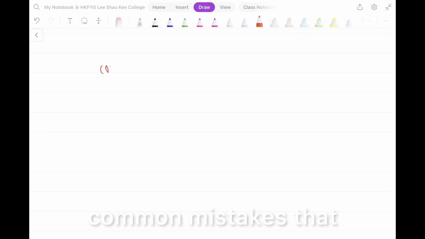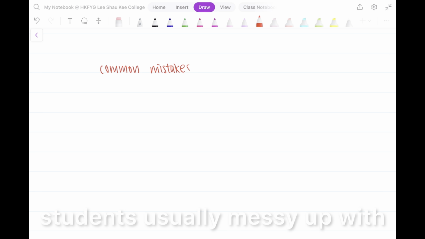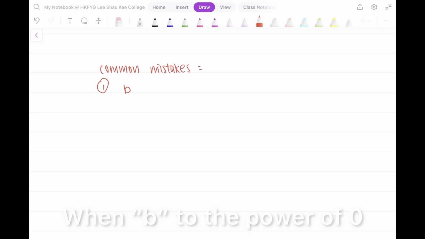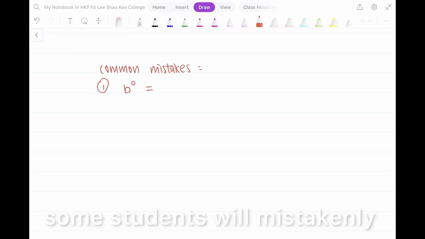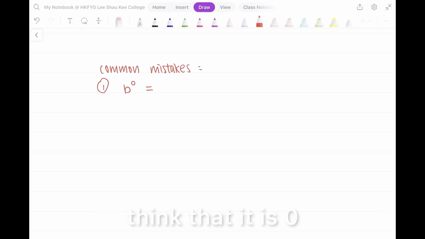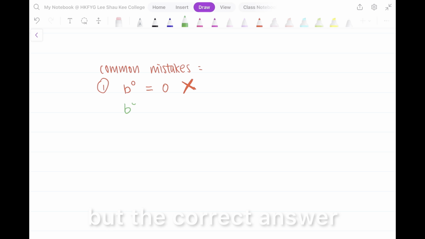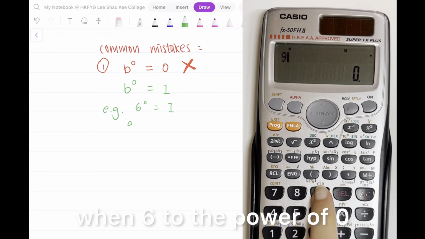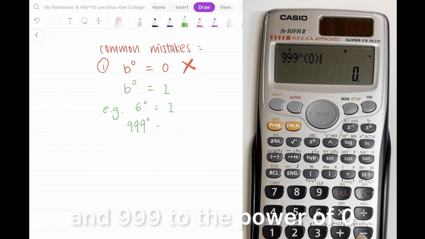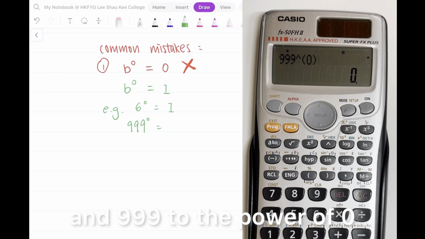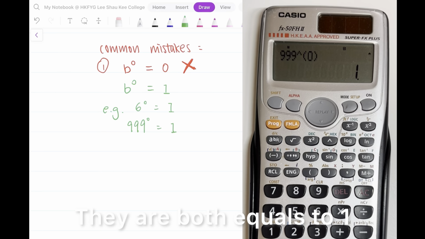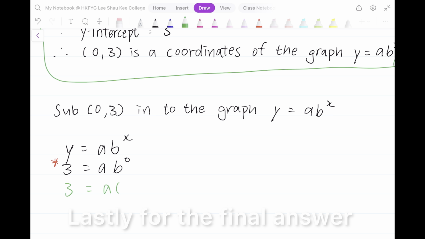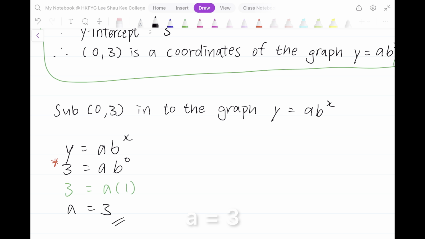And here is a common mistake that students usually make. When b to the power of 0, some students will mistakenly think that it is 0, but the correct answer should be 1. For example, 6 to the power of 0 and 999 to the power of 0 are both equal to 1. Lastly, for the final answer, a should be equal to 3.